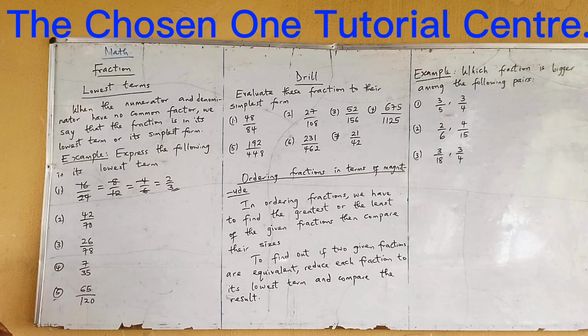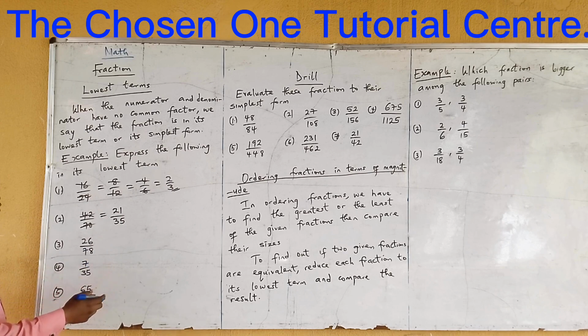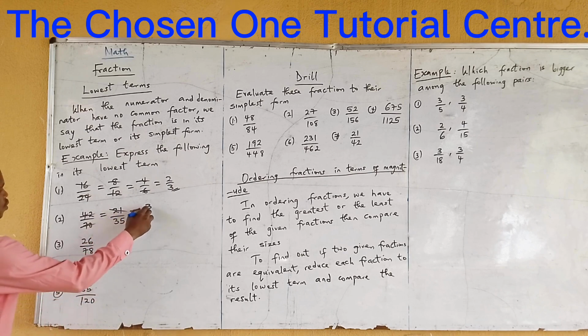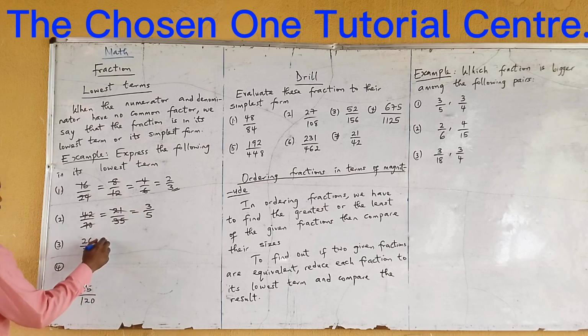So let's reduce 42 over 70 as well. 2 here, 21. 2 here, 35. 7 is also the common factor, so we can use 7 to reduce it. 7 in 21, we are going to have 3. And 7 in 35, we are going to have 5.